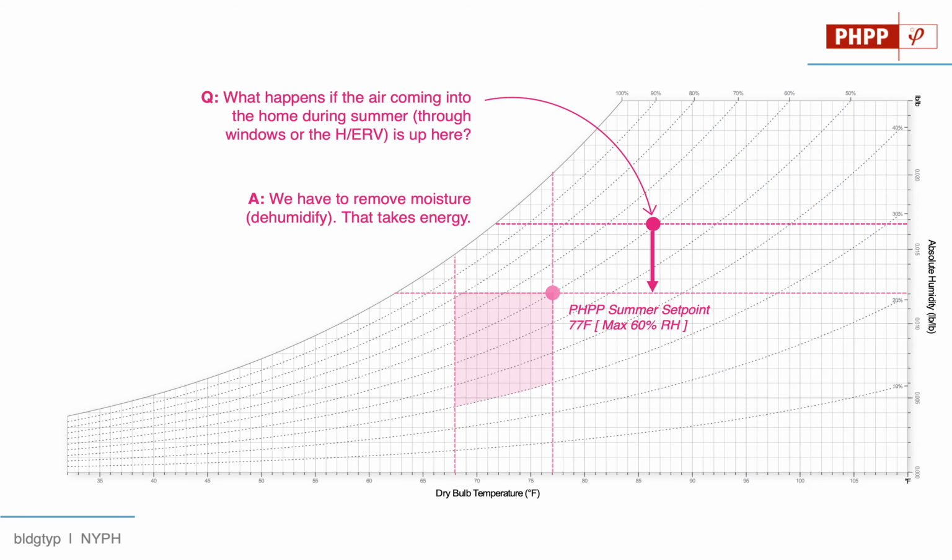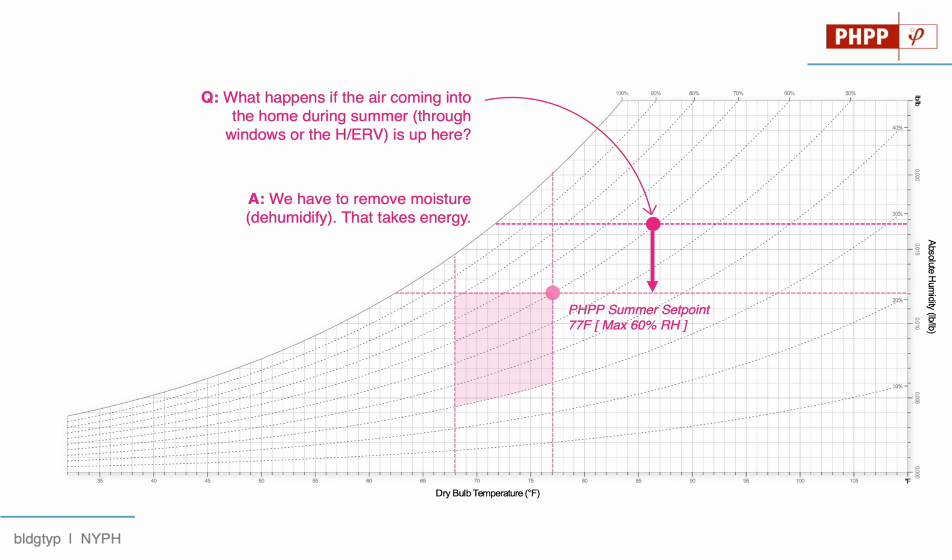So that begs the question, of course, well, what happens if the air that's coming in is at a much higher level of humidity? What if the air in the summertime that's coming into my building through the ERV is at 85, 90 degrees Fahrenheit, 30 degrees Celsius? And what happens if it's at 60, 70% relative humidity? So a much higher absolute humidity.